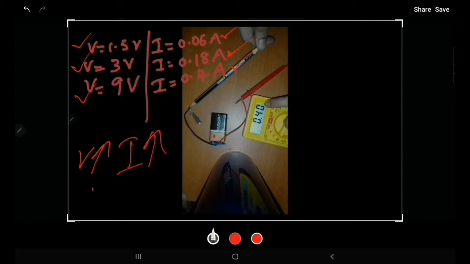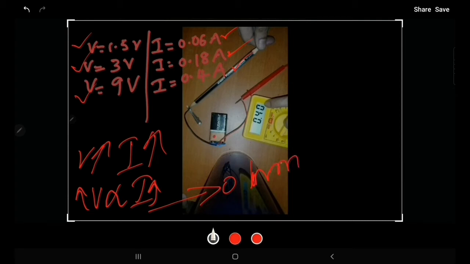Or we can say that voltage is proportional to current. Voltage is proportional to current means however the voltage is increasing, with the same proportion the current will also increase. This is actually Ohm's law. Okay, now we will learn the theory in detail. Ohm's law.